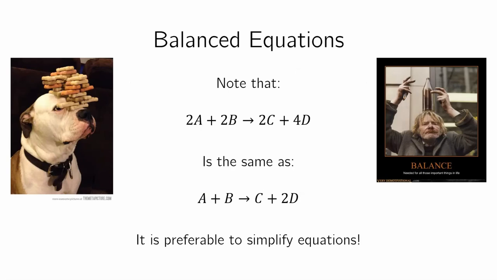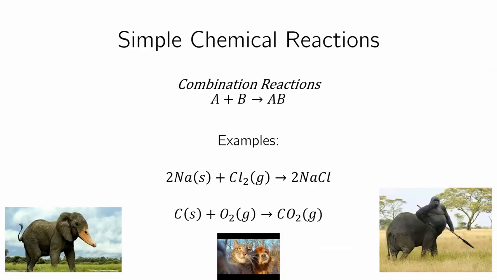Other things I want you to note, that just like math, it's an equation. If I have everything doubled, it's the same. I can divide through the entire thing by 2. It doesn't make much sense to denote 2A plus 2B goes to 2C plus 4D. I can just simplify that. So we're going to simplify all of our equations just like mathematics. And let's go over some simple chemical reactions you may see.